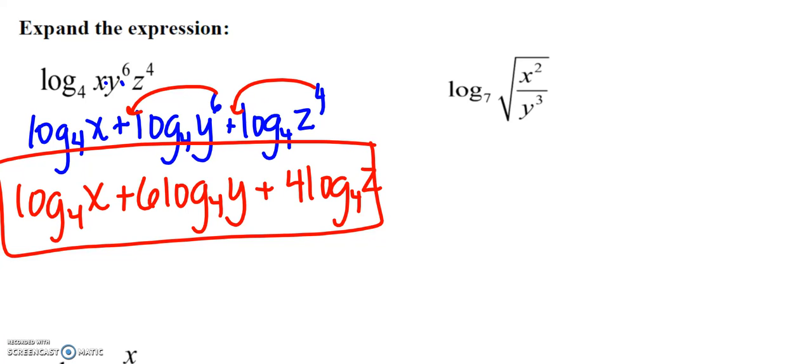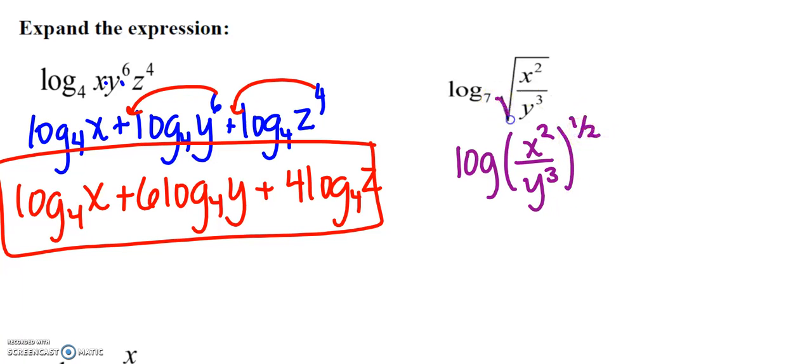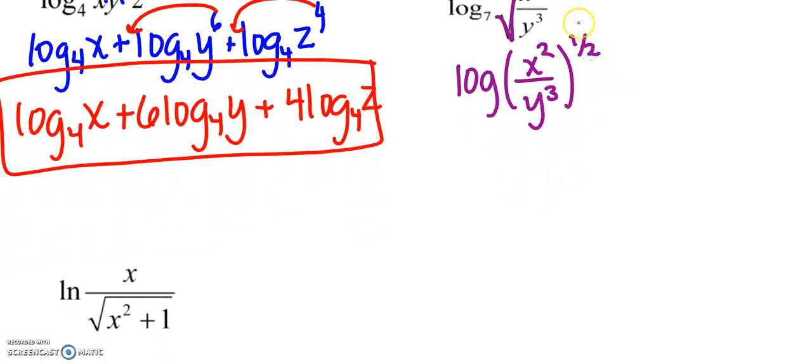All right, for this next one, log base 7 of the square root of x squared divided by y to the 3rd. First thing I'm going to do here is apply my exponent rule and just rewrite this so that I have a power. And that power is going to be to the 1/2 because of this square root. Well, now that I have this 1/2, I can use my power property and bring that down in front.